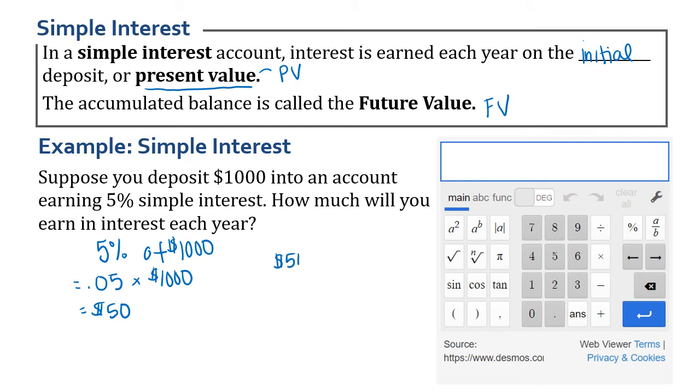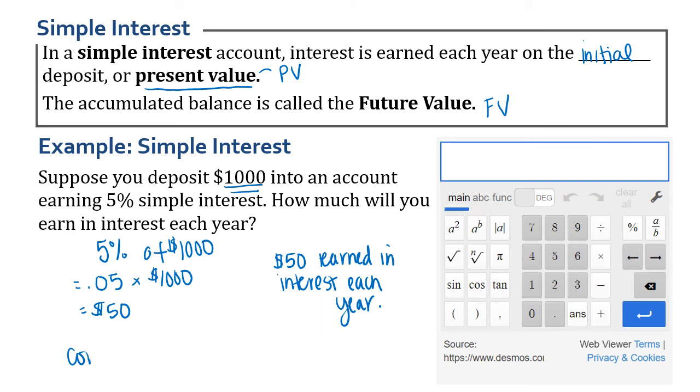So $50 earned in interest each year. Every year in a simple interest account, you earn the same amount of money because it's only on what you started with. When we get to compound interest accounts, that's when instead we would add that 50 in.